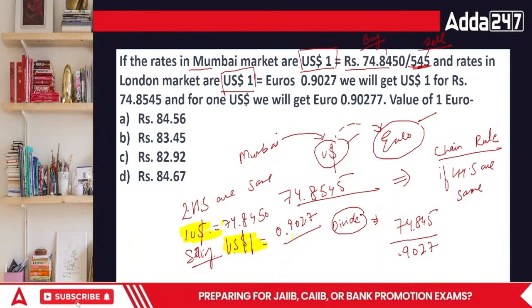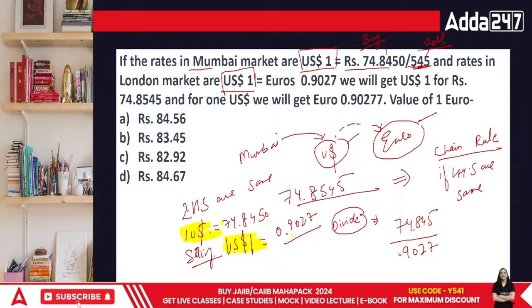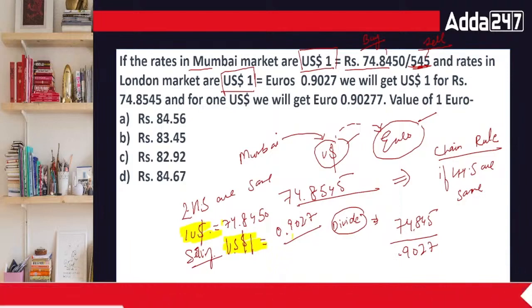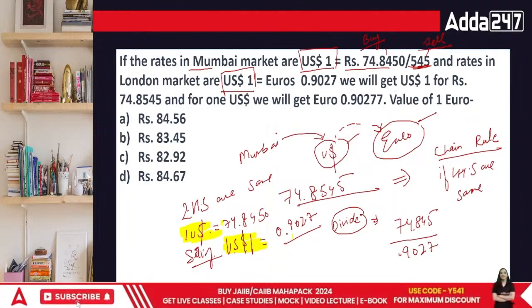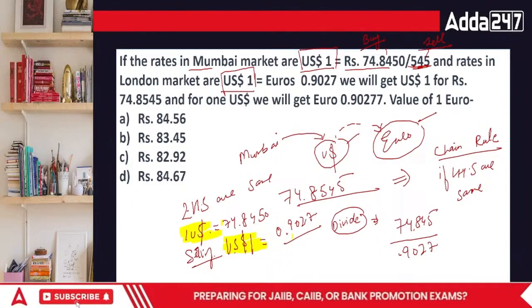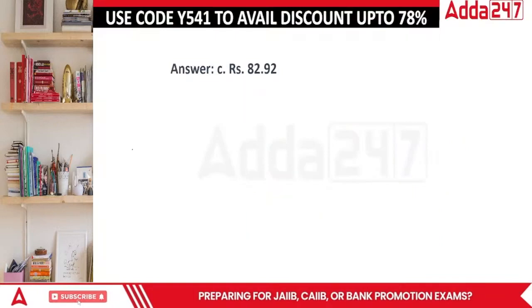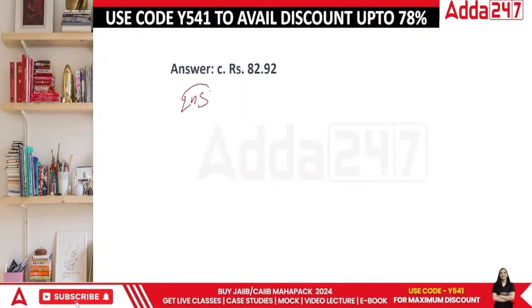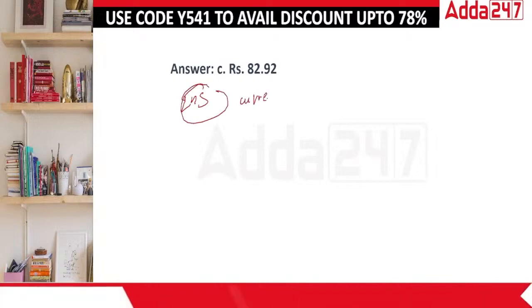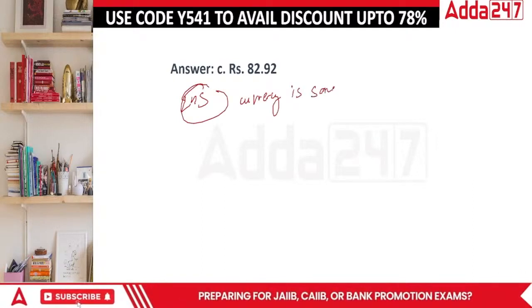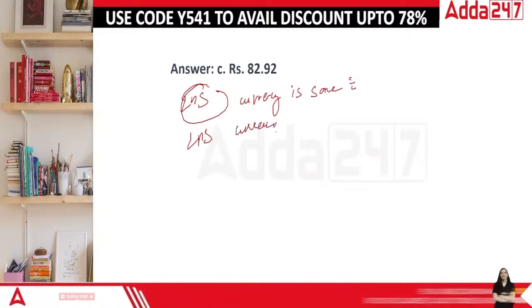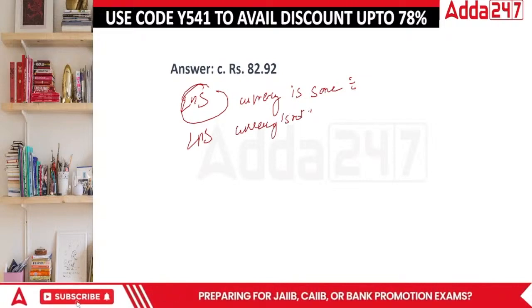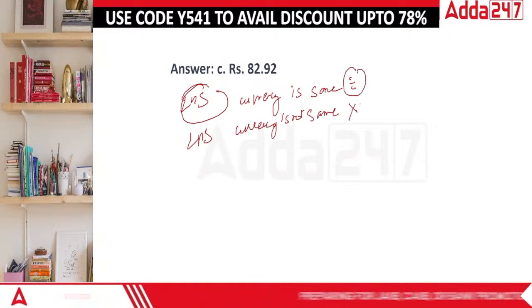Let's just calculate this portion. It is 74.8545 divided by 0.9027. It gives us 82.92. My answer is C. This is the chain rule, everyone. If your LHS currency is same, then divide. If LHS currency is not same, then multiply.